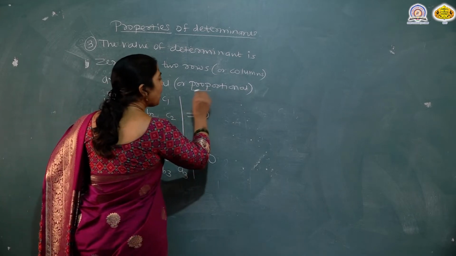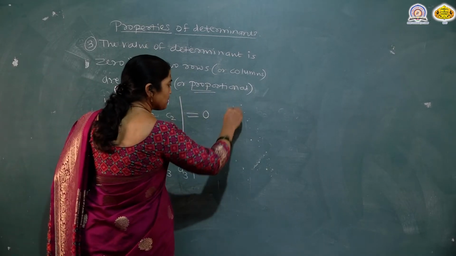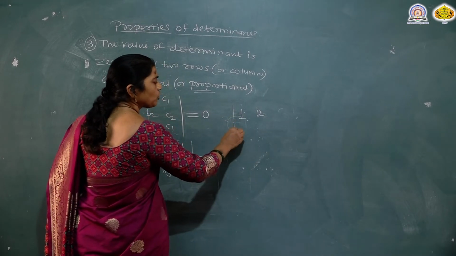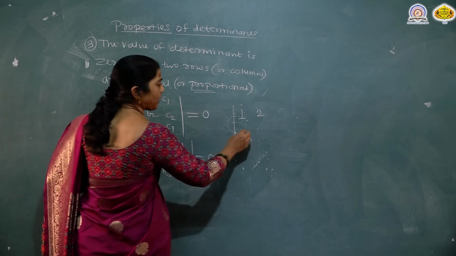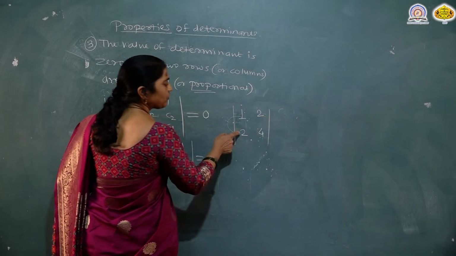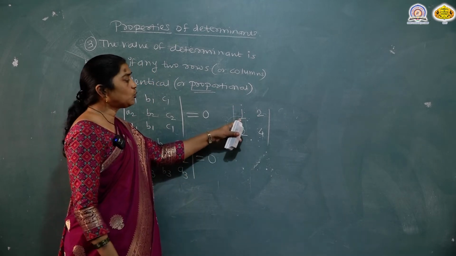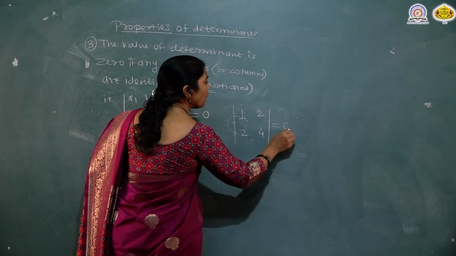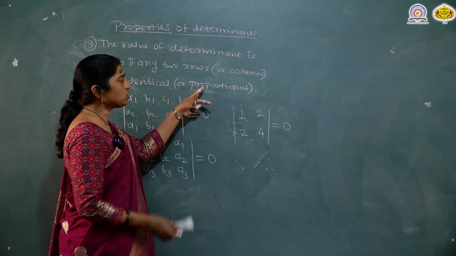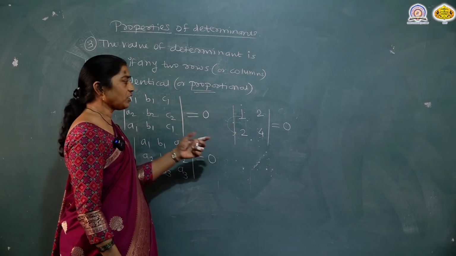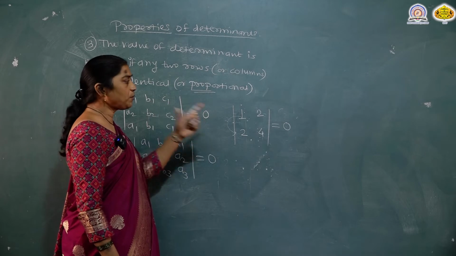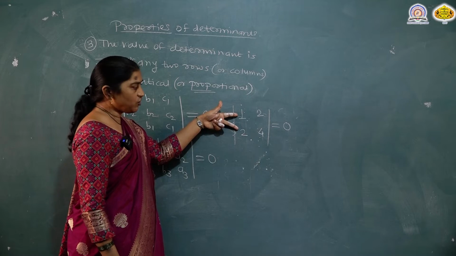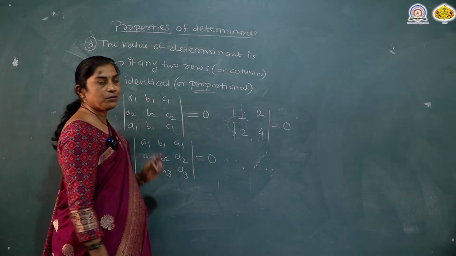Or even if they are proportional. That is, suppose we are considering 1, 2 and I will take a multiple of this, suppose 2 times, so I will take 2, 4. Observe that the second row is 2 times the first row. So, it is proportional, it is twice. In this case also, the value of the determinant is 0 because the two rows are proportional to each other, or the two columns are proportional to each other. See, the second column is twice the first column. So, obviously, the value of the determinant is 0.